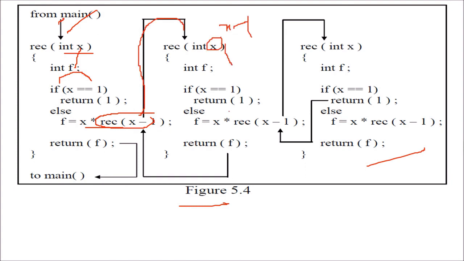We again go inside. If x is equal to 1, return 1. Otherwise, we return this, where x will be x minus 1. Now again this rec x minus 1 is going to call itself. Again this will be returned till we reach the condition if x equal to 1. But how does it work?